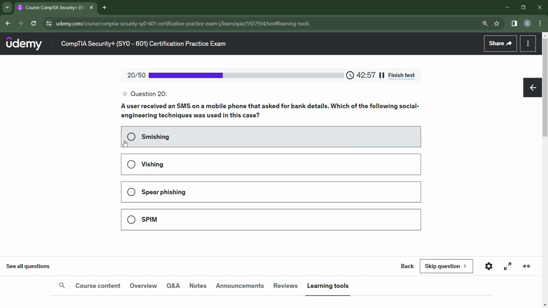User received an SMS on a mobile phone that asked for bank details. Which of the following social engineering techniques? Because it's an SMS, it's smishing.